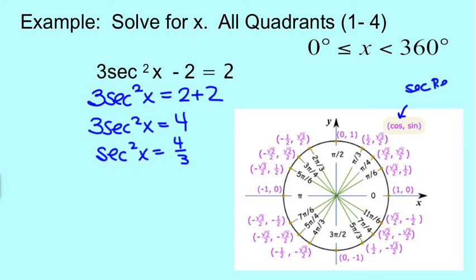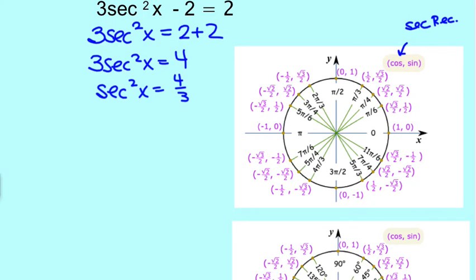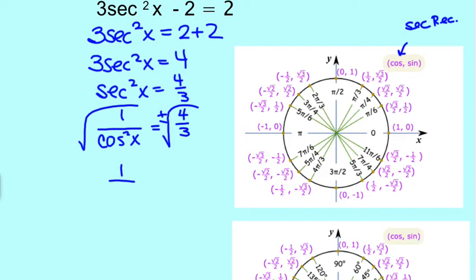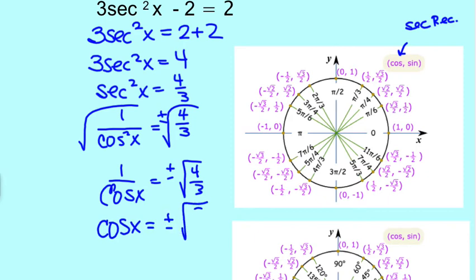And if you think about your cosine, that's the reciprocal for your secant. They're reciprocals. So before we can use our calculator, I'm going to go ahead and change this to 1 over the cosine squared of x equals 4/3. And if you want to square root it, to undo it, you get 1 over the cosine of x equals plus or minus square root of 4/3. And then if you want to flip it, you'd have to flip the left and the right. So now you get 3/4.